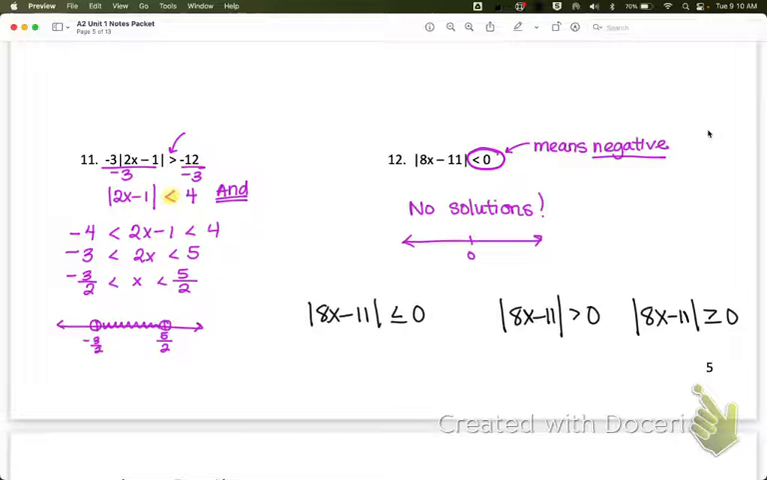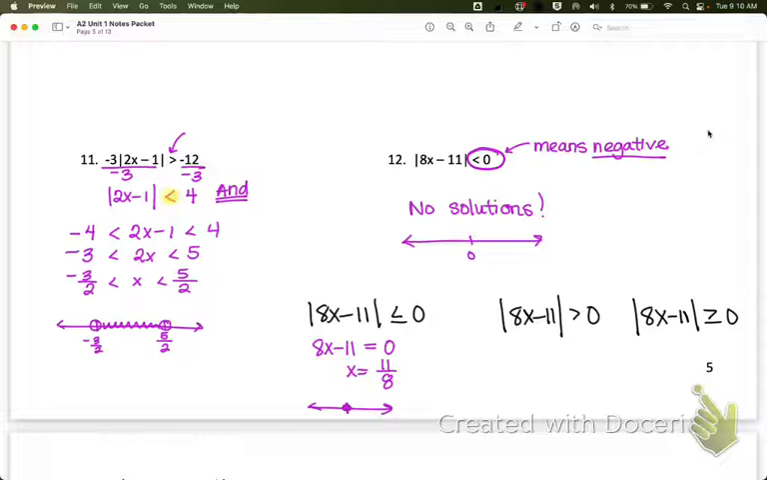What if that had said less than or equal to 0? Well, then we would have to consider the case where 8x minus 11 does equal 0. It's not really an inequality. It can't be less than 0, but it can equal 0. So we would get 11/8. And on the number line, that would just look like one dot. That's the only point you can get.